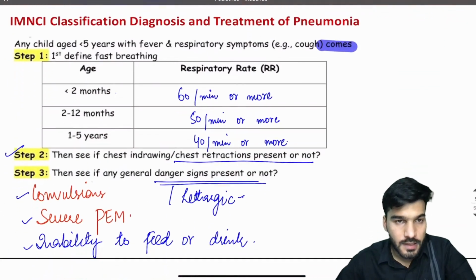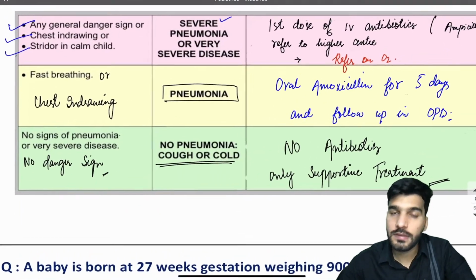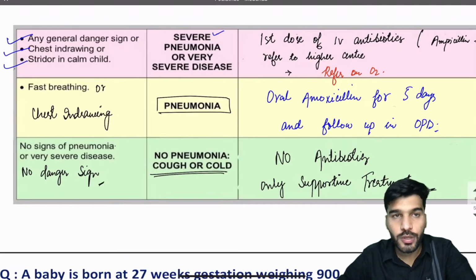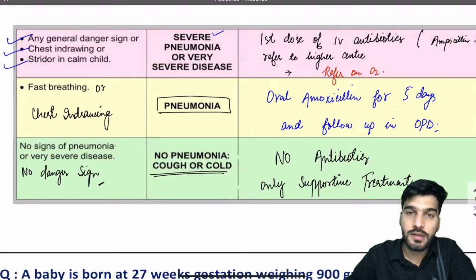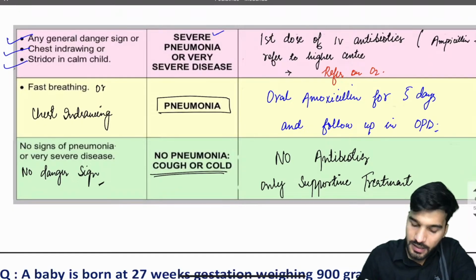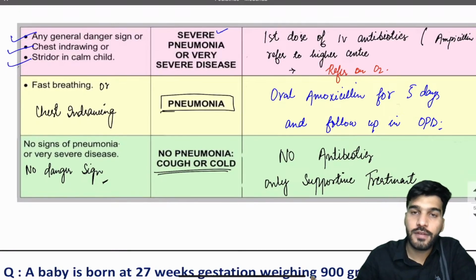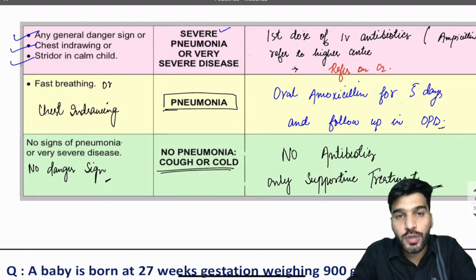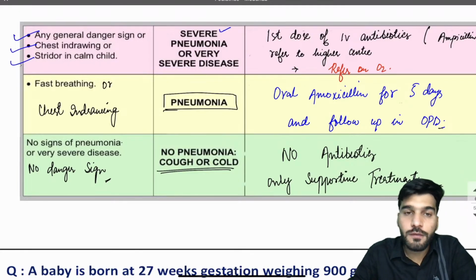So first of all, guys, check whether danger signs are present. Followed by that, check whether the type is severe pneumonia, pneumonia, or no pneumonia, depending upon the danger signs. If danger signs are there, treatment is IV antibiotics, ampicillin and gentamicin. If fast breathing or chest indrawing is present, categorize it as pneumonia, and give oral amoxicillin for 5 days and follow up in OPD. And if no danger signs are present, that is no pneumonia, cough or cold, no antibiotics to be given, just supportive treatment.